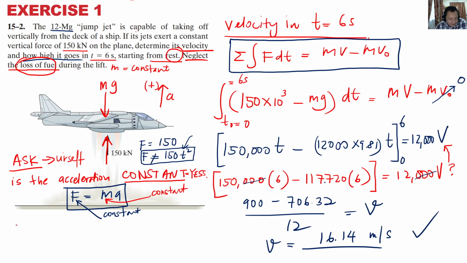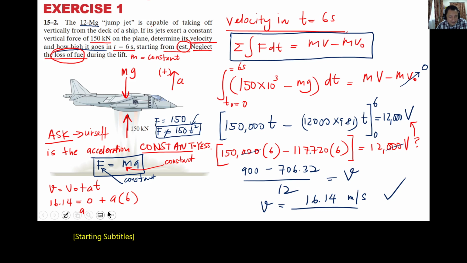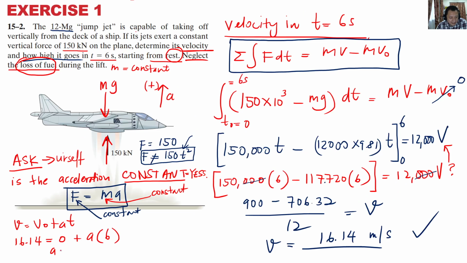You can find it from this one. V now is 16.14, originally 0, plus a times the time, which is 6. So a is equal to 16.14 divided by 6, which is 2.69. A is equal to 2.69 meters per second squared.